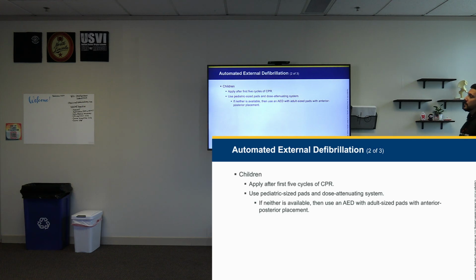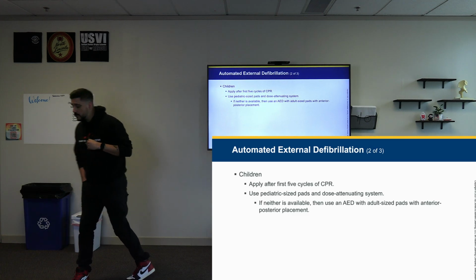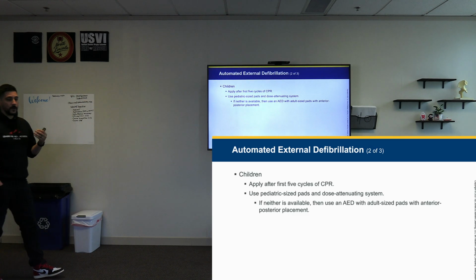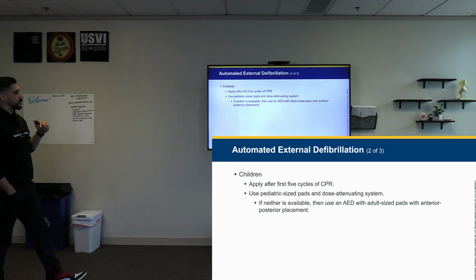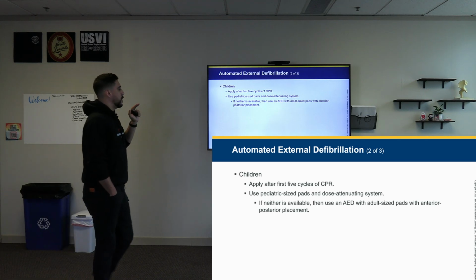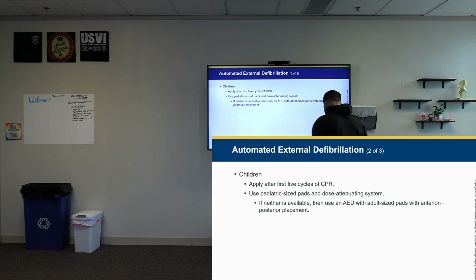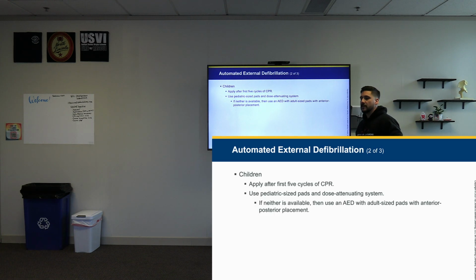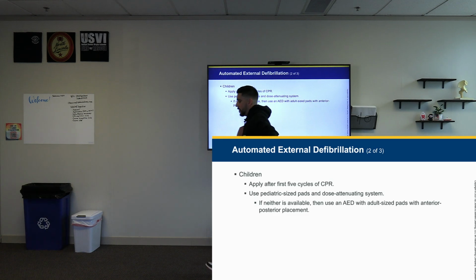For kids, we got to use pediatric pads. There also is dose attenuators. So basically kids don't get shocked at the same intensity that adults do. Okay, so they're small people, they need smaller doses, so that attenuator helps to just adjust that. Now, if we have no pediatric pads, we have no attenuator, we're still going to use the AED, we're just going to be using the adult pads. Now, the pediatric pads are designed to go fairly similar to the adult pads on the kid's body.